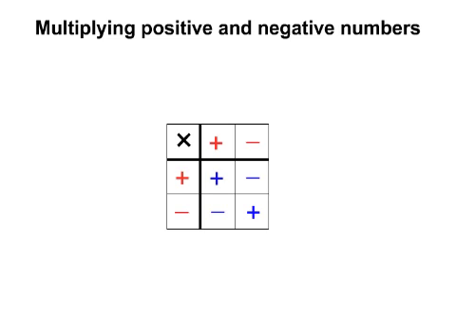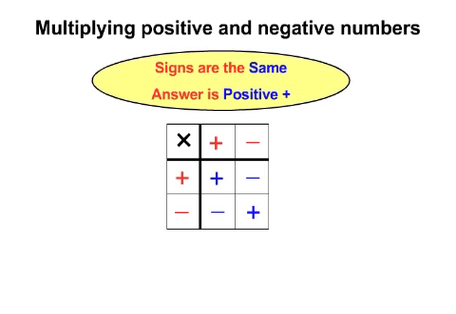Similarly, do the same thing with the negative signs. The negative in the top row, trace it down. The negative in the left hand column, trace it across. Where they intersect is the answer, and as you can see, the answer is a plus. In other words, if the signs are the same, the answer is positive.